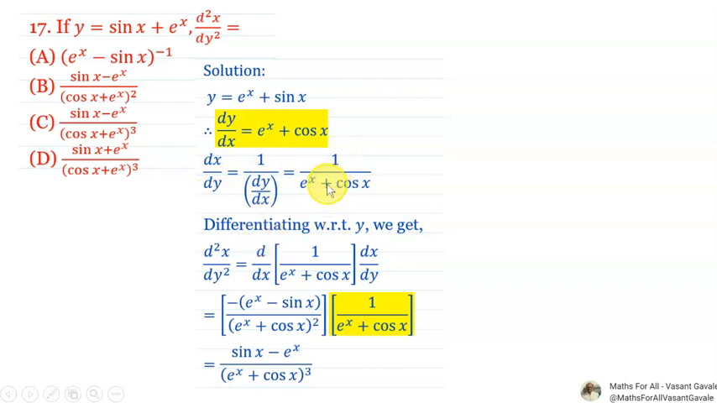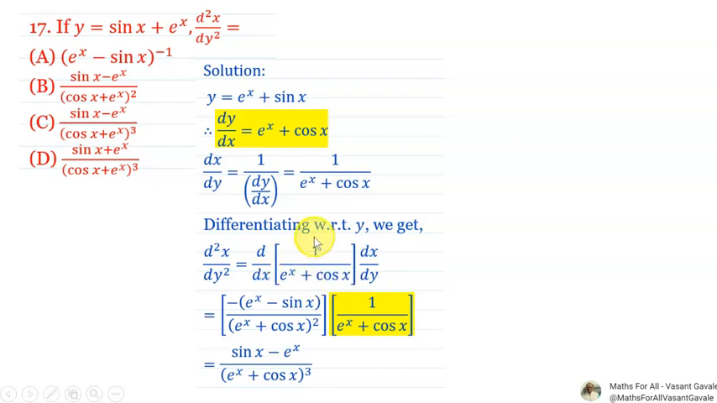That is equal to 1 upon e raised to x plus cos of x. Now differentiate this again with respect to y. Okay, that means first we differentiated with respect to x. Now differentiate this with respect to y. Therefore, d2x by dy square is equal to, here we will apply the chain rule. And note this step, d by dx of 1 upon e raised to x plus cos x into dx upon dy.